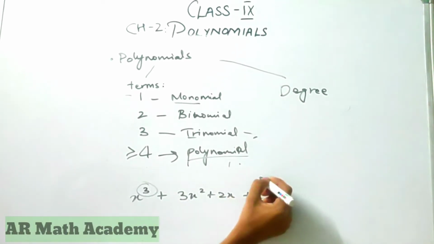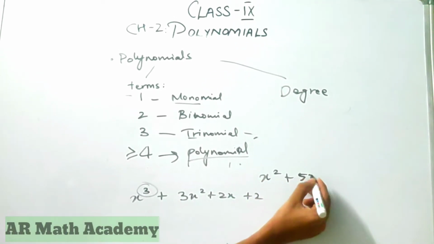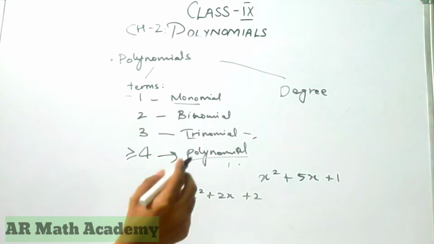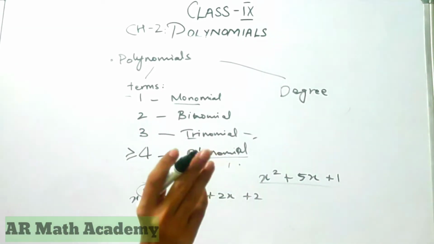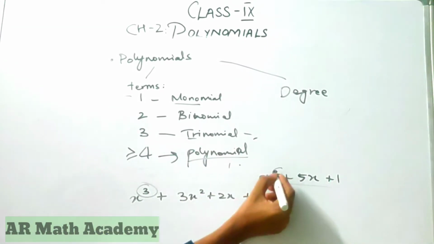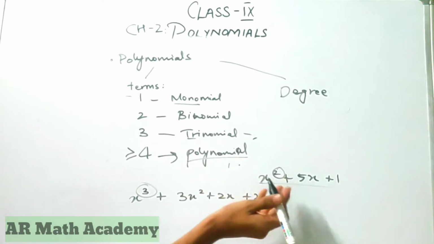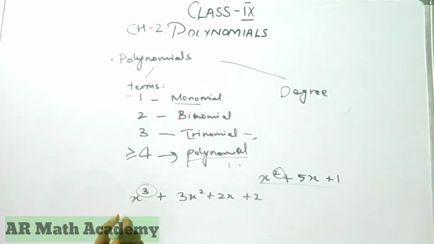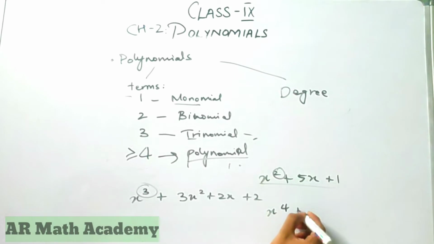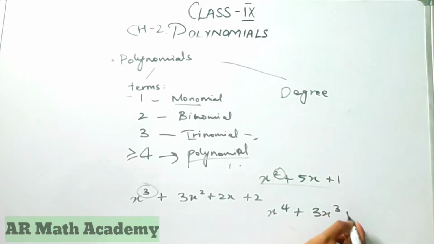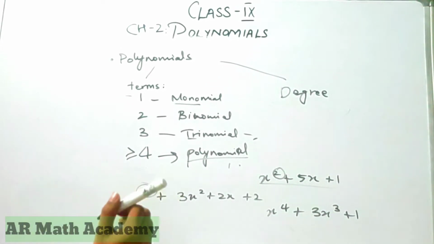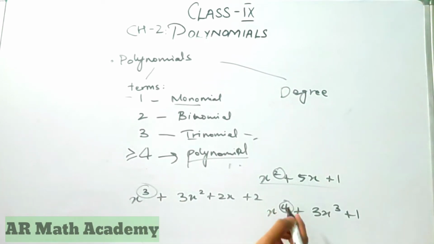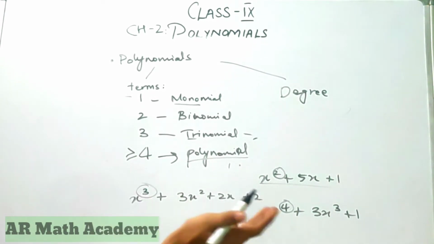Let me take another example. x square plus 5x plus 1. What is the highest power of x in this equation? Well, as you can clearly see, the highest power is 2. So, the degree of this equation is 2. Let me take another example. x power 4 plus 3x power 3 plus 1. What is the highest power in this equation? Well, it is easy. 4 is the highest power. So, the degree is 4.